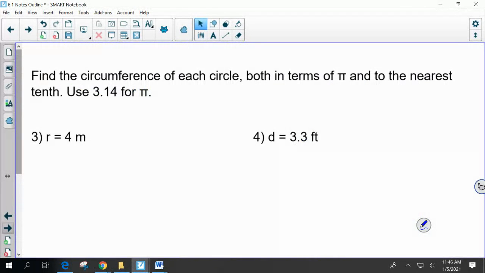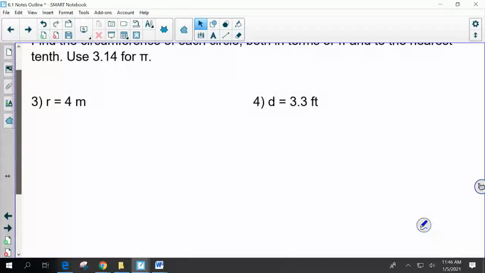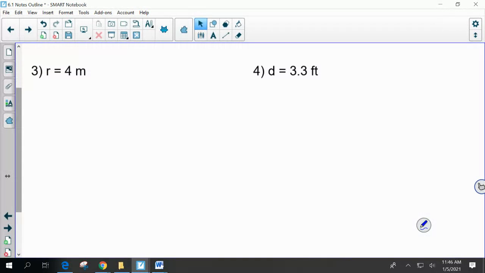Okay, so let's start number 3. So we have a radius of 4. So C equals 2 times pi times 4. What would be my circumference in terms of pi? 8 pi m.